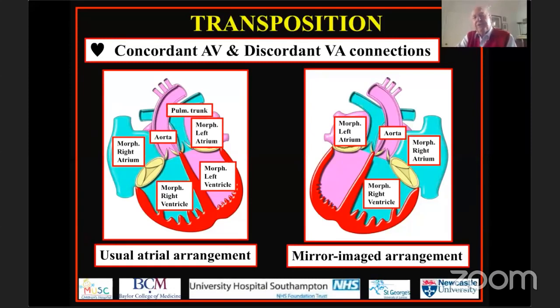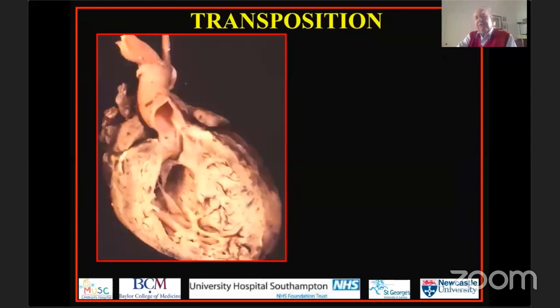So now pulmonary venous return is coming to the right-sided morphologically left atrium, which joins to the right-sided morphologically left ventricle, and then the pulmonary trunk pumps the blood back again to the lungs. Transposition with mirror-imaged arrangement. But for today, for the larger part, I'm going to be showing you the features of transposition as we see it here.